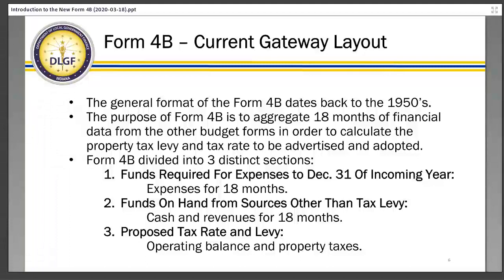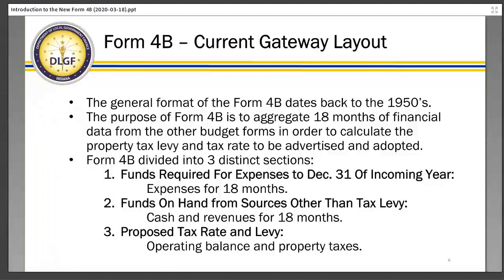And so the section labeled funds on hand from sources other than tax levy, this is where we're going to be looking at your cash balance as of June 30th. We're going to be looking at your miscellaneous revenues like local income tax or the financial institution tax, or those other revenue sources other than your property tax levy that are going to be used to fund the expenditures in the first silo.